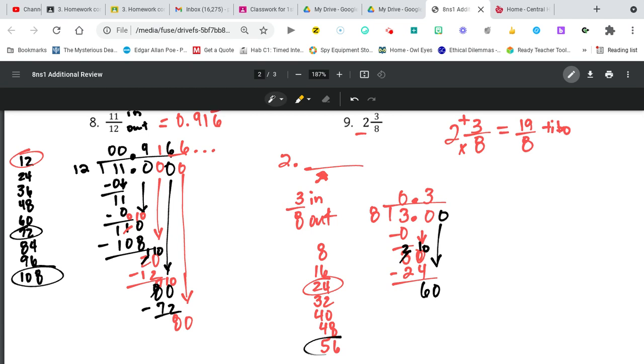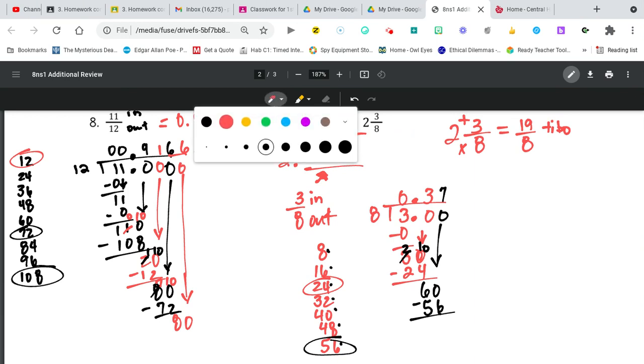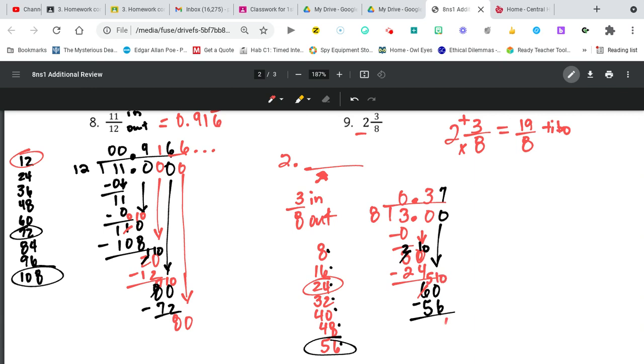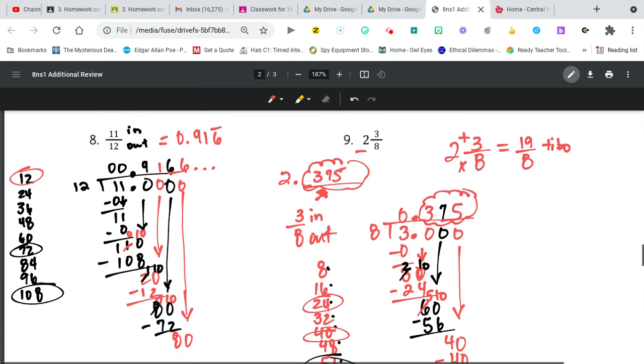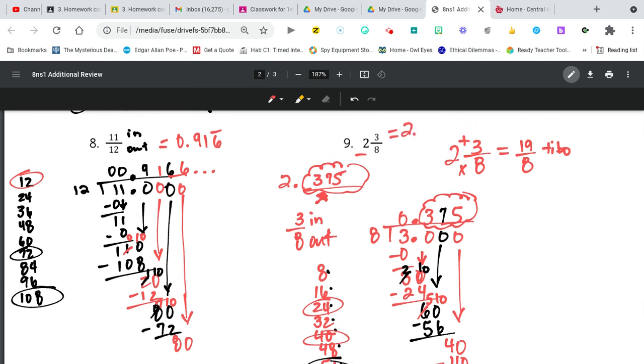8 goes into 60. 1, 2, 3, 4, 5, 6, 7 times. That's 56. Then I have to regroup again. That becomes a 5, and that becomes a 10. That's 4. Add a 0. And it will go exactly 5 times. Now, whatever is behind the decimal here goes behind the decimal here. So the 3, the 7, and the 5 go there. So this just ends up being 2.375. And that's all you do.